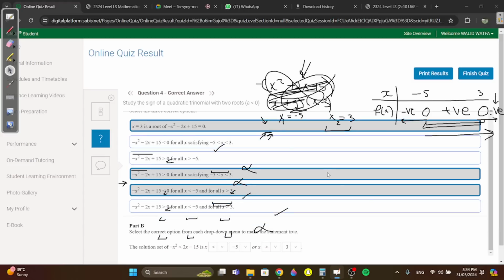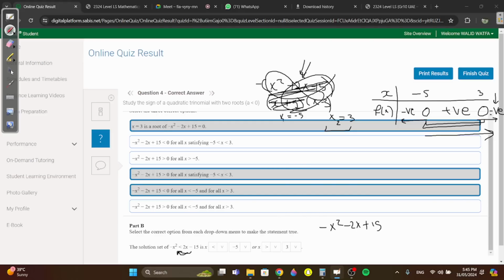Okay. Then I think you need, yeah, okay. Let me erase this. You need the solving for part B. Part B, they say the solution set of minus x squared less than 2x minus 15. Okay, when solving this, again, please use your head. Just move everything to one side. Okay, let's put everything to the left. So it's going to become minus x squared minus 2x plus 15.